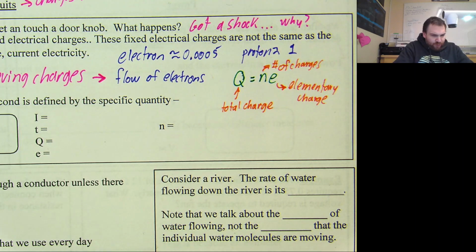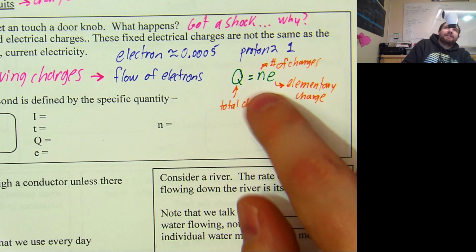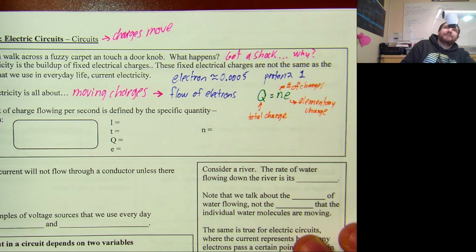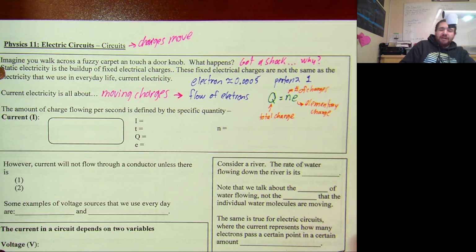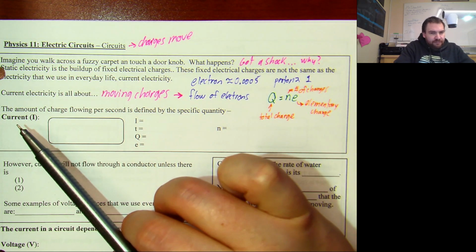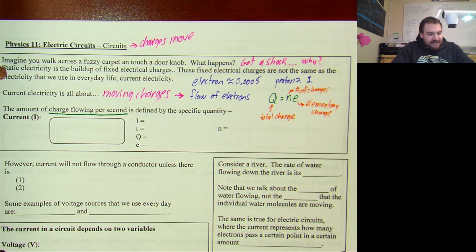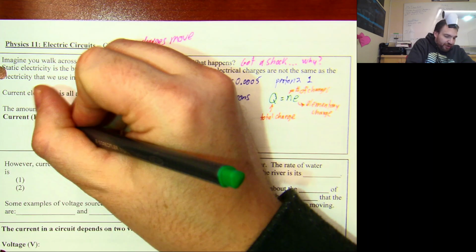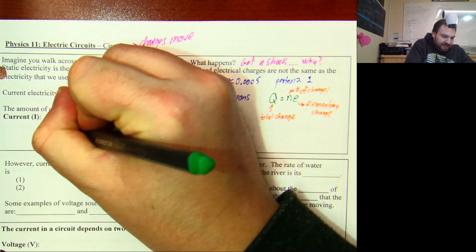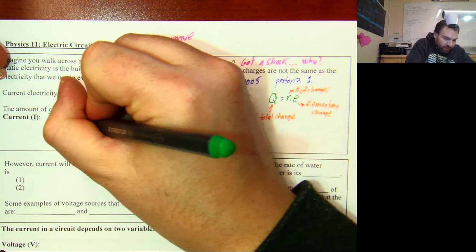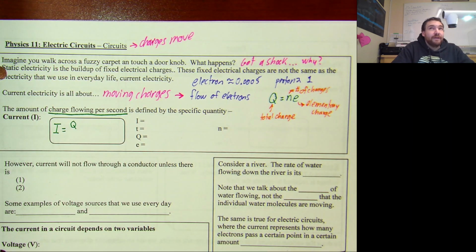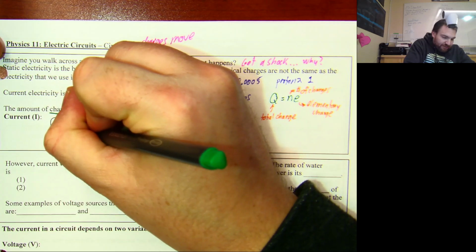This should make sense, I hope. This is something that's going to show up in electrostatics, but we need to at least address it before we can jump into circuits. In circuits, we care about charges moving. A moving charge we call a current, and it is related to the amount of charge flowing per second. So the current I is equal to the amount of charge Q flowing per second. So it's Q over T.